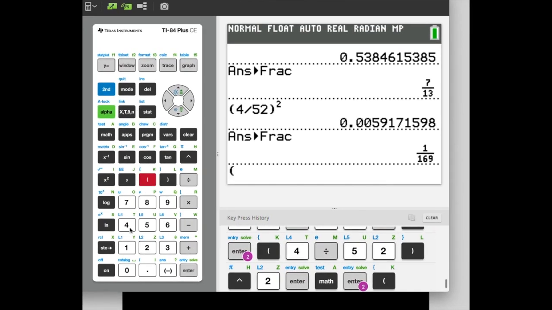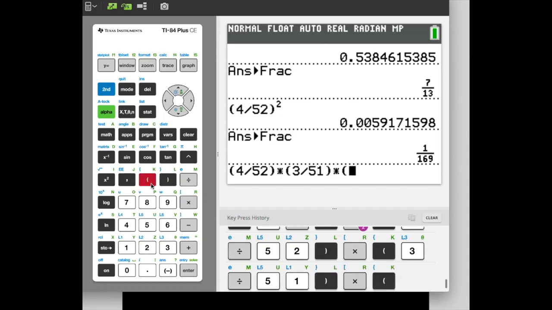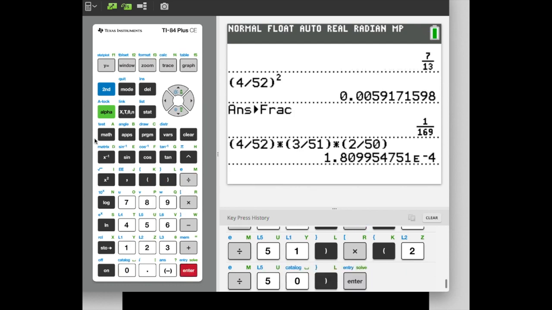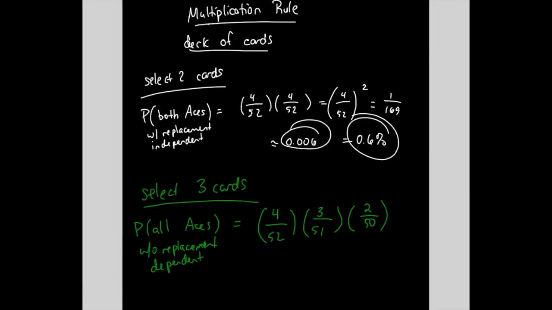So when you do that, you're going to have (4 out of 52) times (3 out of 51) times (2 out of 50). And let's see what that is. As we use the multiplication rule, you're going to see a lot of these fractions will have large numbers because we're multiplying. So most of the stuff that you do will be represented in decimal form. But anyway, if you need the exact fraction, it's 1 out of 5525, or approximately.